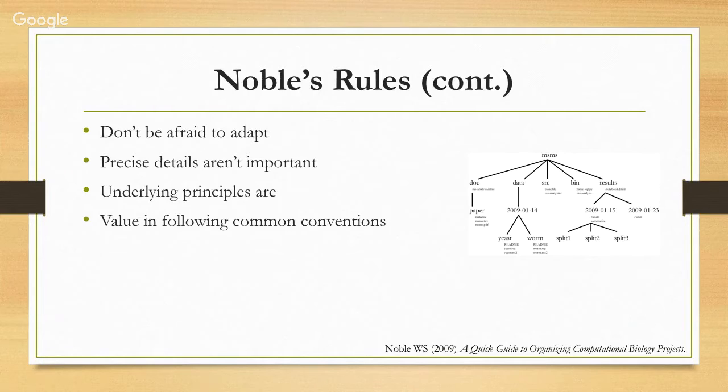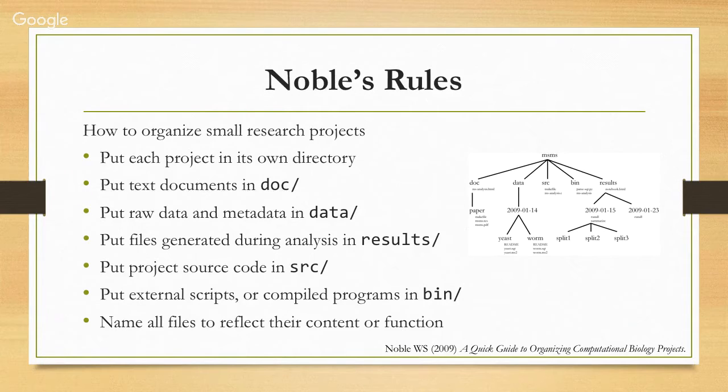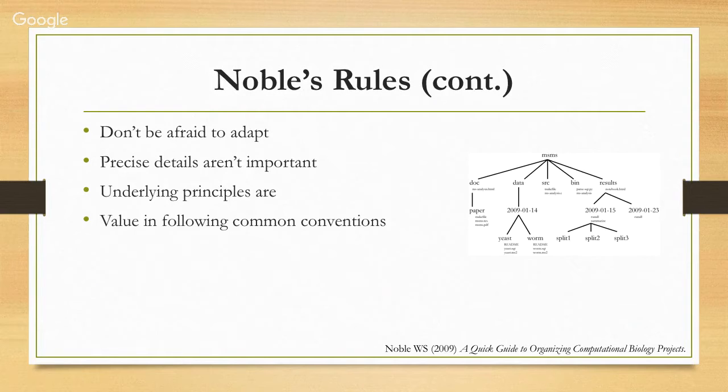That being said, there is some value in following common conventions, and the conventions that we discussed earlier with src and bin and doc are conventions that people use frequently. If you do follow these types of conventions, you can reduce the amount of thinking that somebody has to do about things that aren't really important. You can signal what your intent is by naming things a certain way.